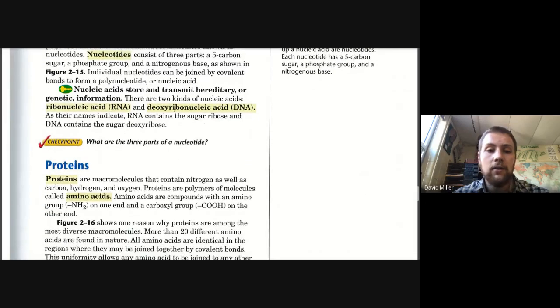Nucleic acids store and transmit hereditary or genetic information. There are 2 kinds of nucleic acids: ribonucleic acid, or RNA, and deoxyribonucleic acid, or DNA. As their names indicate, RNA contains the sugar ribose, and DNA contains the sugar deoxyribose.